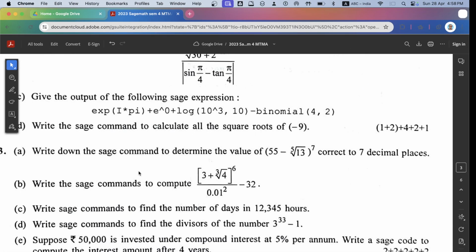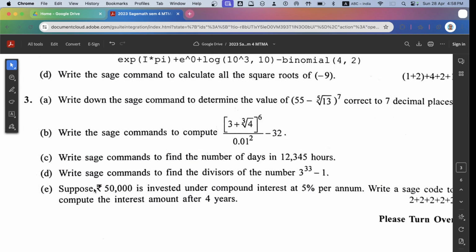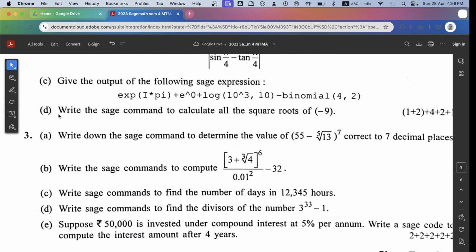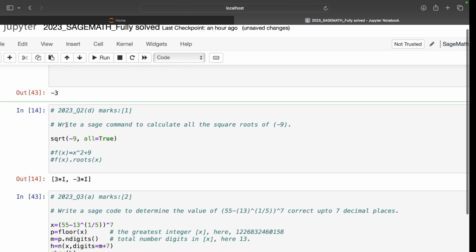Next question. Write Sage commands to find the number of days in 12,345 hours. Question 2C to 3C, sorry. Question 2D is: write the Sage command to calculate all the square roots of -9. Question 2D.